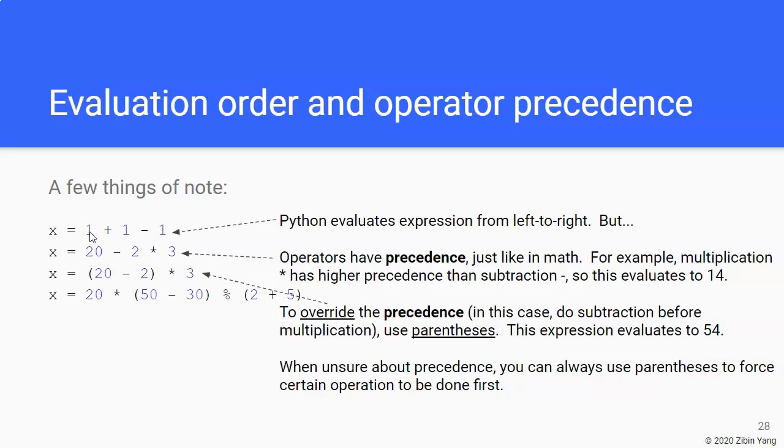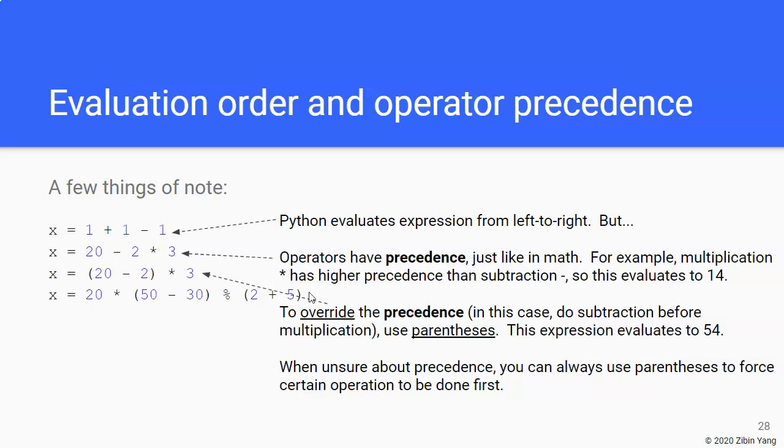The second thing is that all the operators, just like in math, have precedence. For example, multiplication, the asterisk, has a higher precedence than subtraction. So this would evaluate 2 times 3 first, which gives us 6, and then it will evaluate the subtraction. So 20 minus 6 gives us 14.